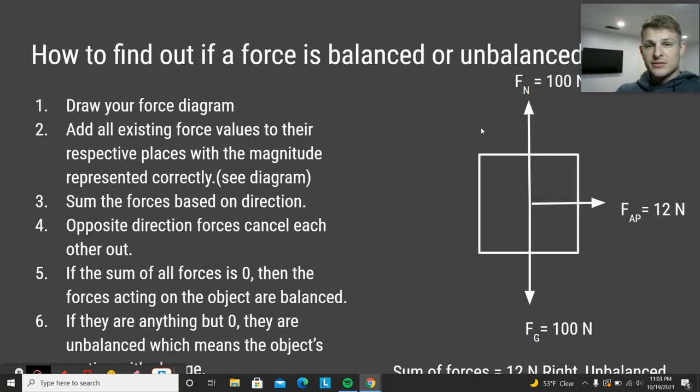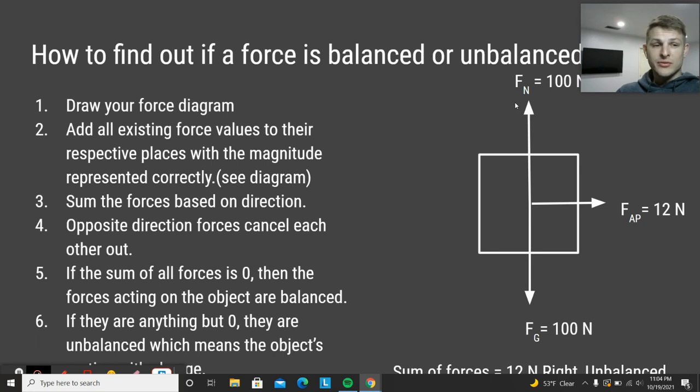respective to their vectors. So in this case, I have 100 newtons of normal force pointing up. I have 100 newtons of force of gravity pulling down. Those two will cancel each other out, right? Those two balance each other out. That's the reason why normal force is there. It's just strictly to balance the object resting on a surface. Okay, it's always equivalent to the force of gravity of an object resting on a surface. So, in this case, those two cancel each other out.